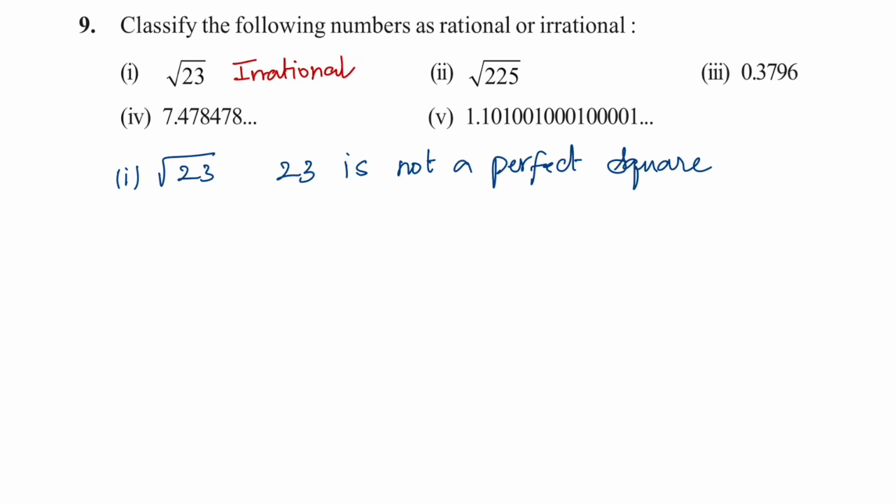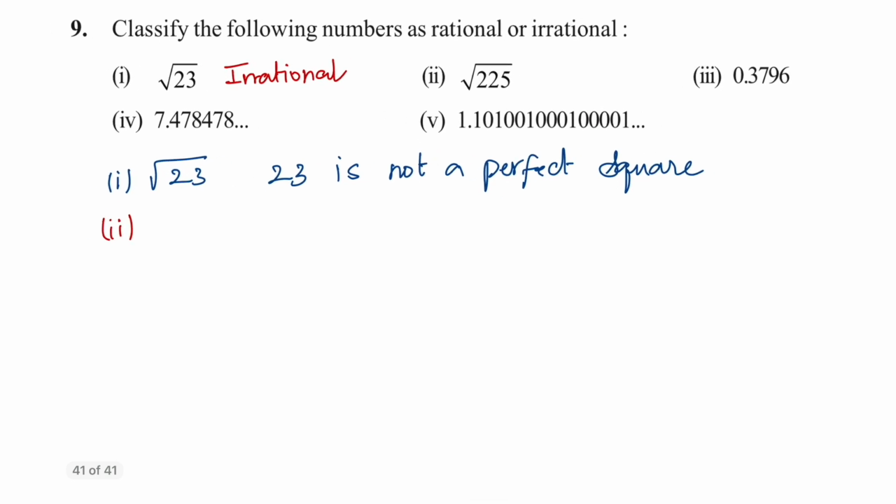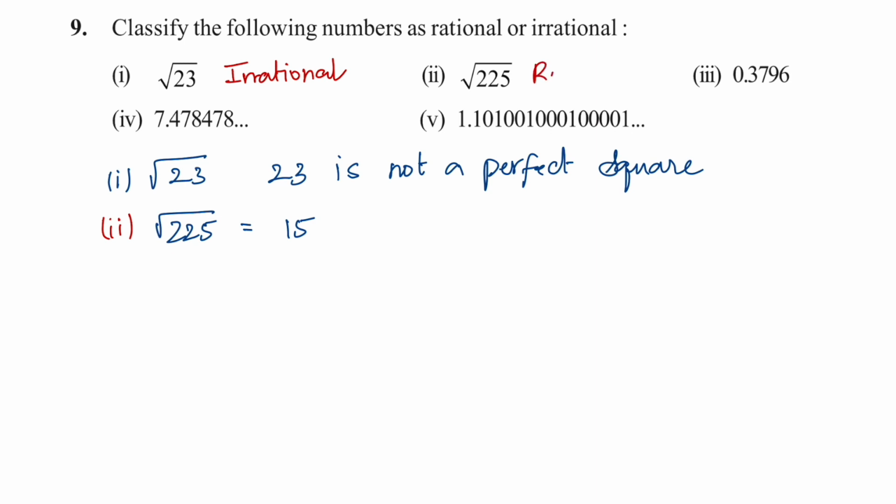Now we are moving to the second subdivision, which is root of 225. Square root of 225. Okay, square root of 225 is actually 15. It can be plus or minus 15. But either way, it is a rational number. So the second one is a rational number.